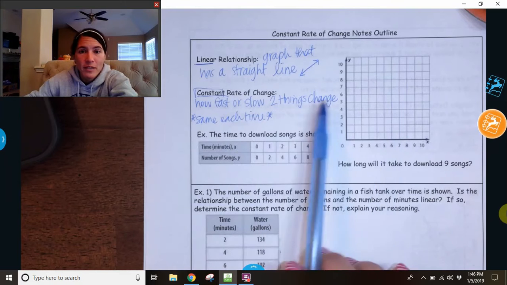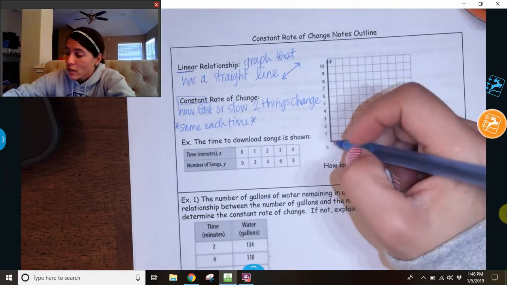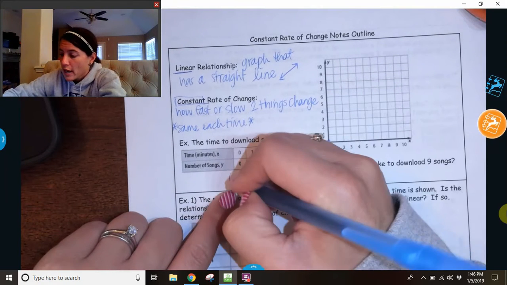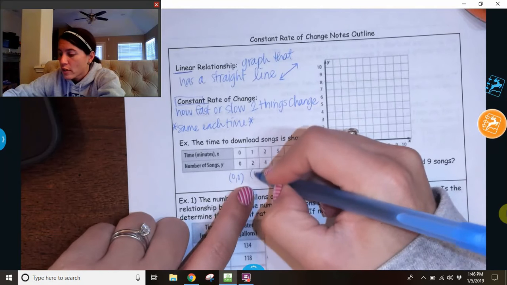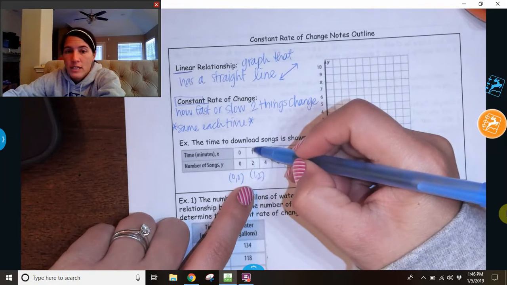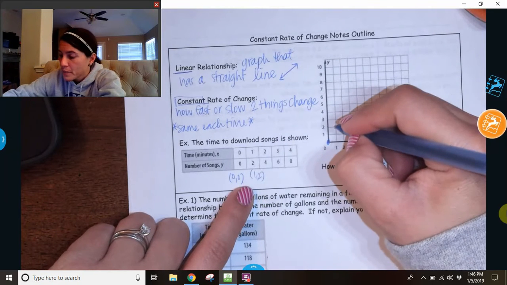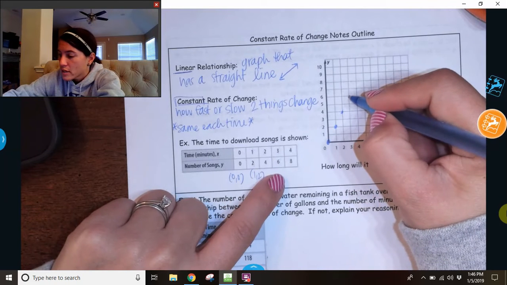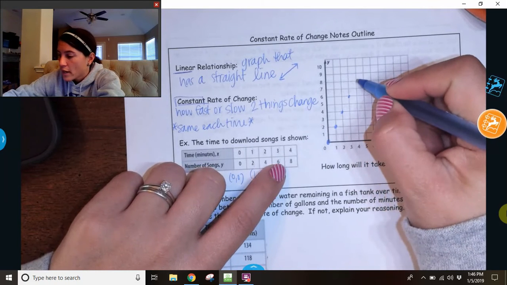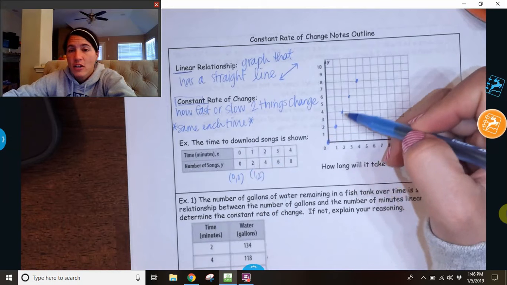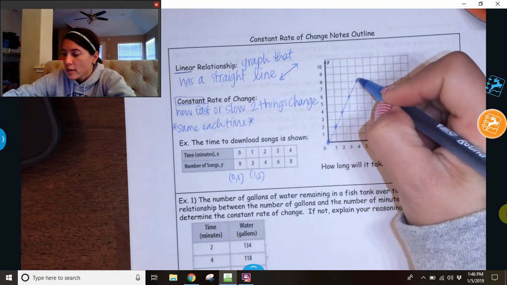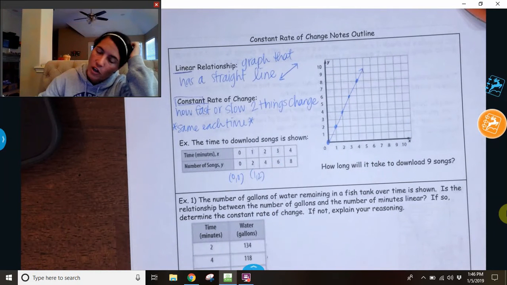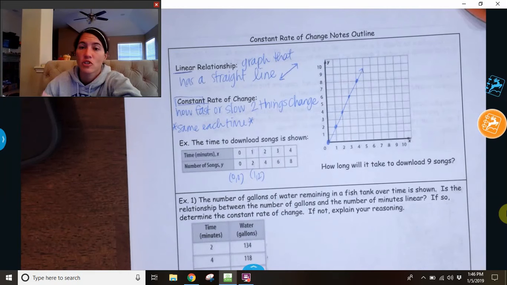So we're going to graph these, and we're going to show you first that it's linear. 0, 0 is your first ordered pair. Your second ordered pair is 1, 2, because the 1 is the X and 2 is the Y. And then 2, 4, 3, 6, 4, 8. And as you can see, these continue in a straight line. Now you don't have to connect them. I'm not saying connect them. I was just showing you it's a straight line.